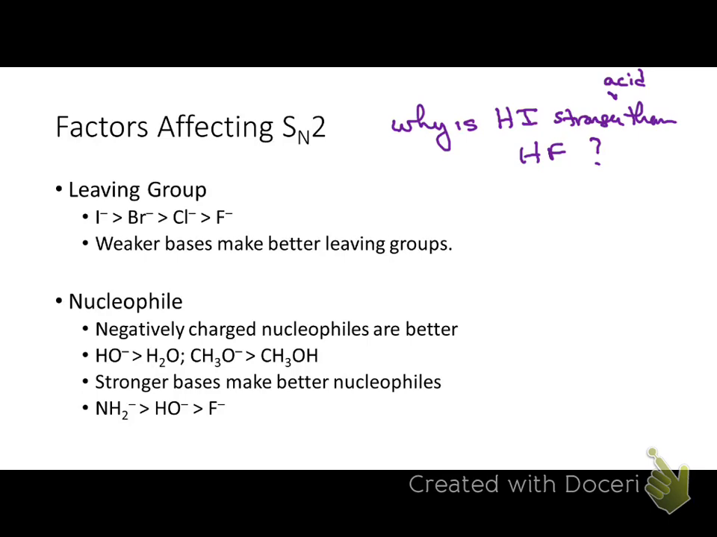And that's the same reason for resonance. Resonance makes acid stronger because it allows the charge to spread out, right?